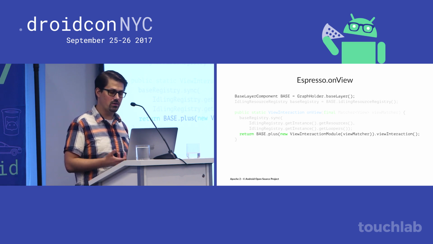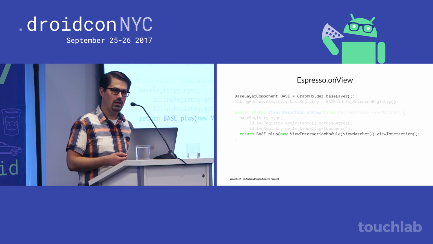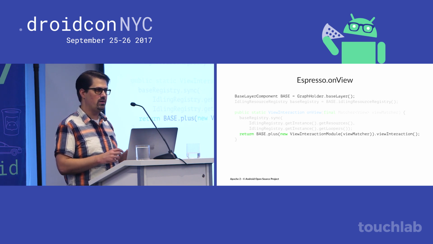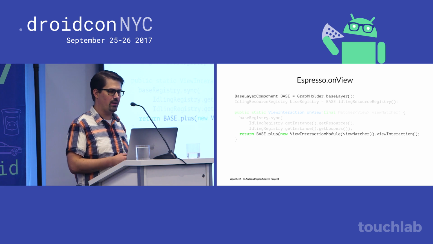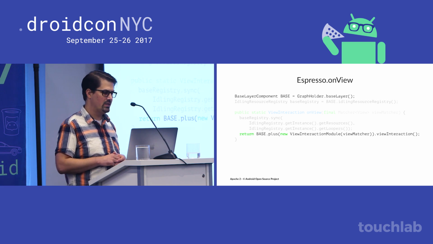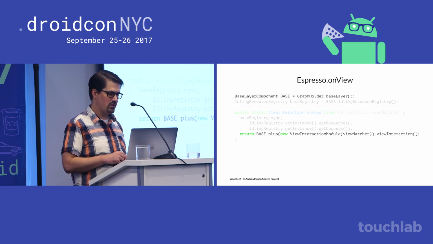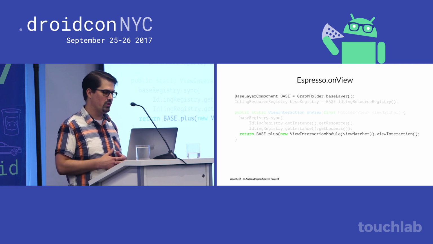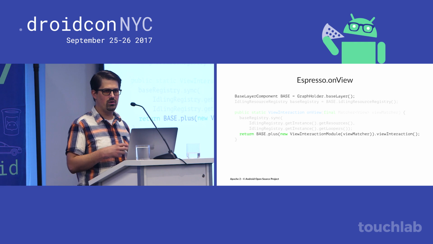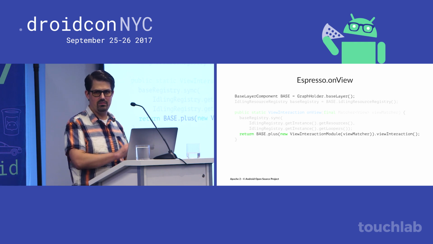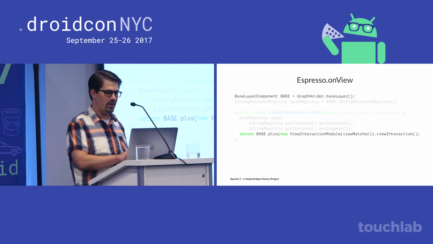Espresso internally uses Dagger 2, and specifically it has one base component that is used throughout the app, and then it uses subcomponents off of that. So it has one instance of this base layer component, and in this case it calls plus, which is kind of mimicking what you might have seen in Dagger 1, but it's actually creating a Dagger 2 subcomponent. And it adds a new module which wraps your view matcher. So now it knows specifically about the views that you are looking for with your matcher.